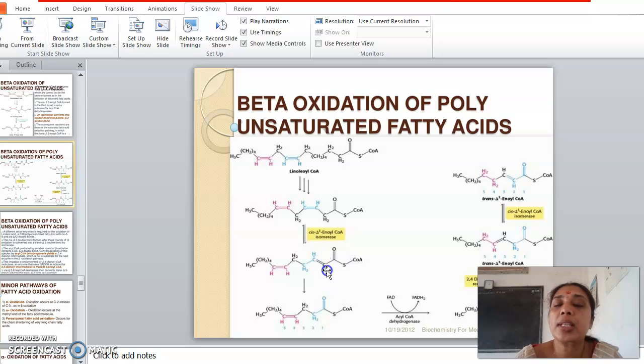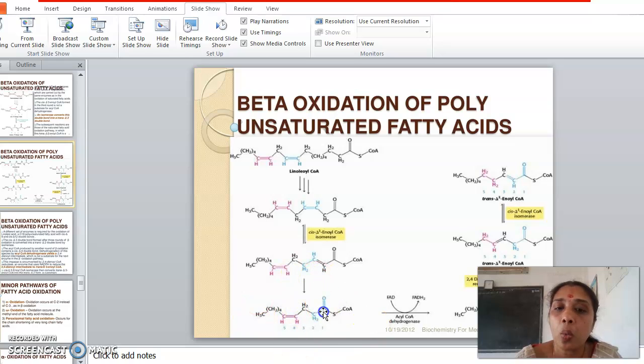Again, trans-enoyl CoA is converted by the hydratase enzyme into 3-hydroxy linoleic CoA. Then again the next round of dehydrogenation, that is NAD, comes. The 3-hydroxy is converted into 3-keto fatty acyl CoA. Then what happens? Thiolytic cleavage happens. So now we have C12. The thiolytic reaction happens, so that C12 is converted into C10.